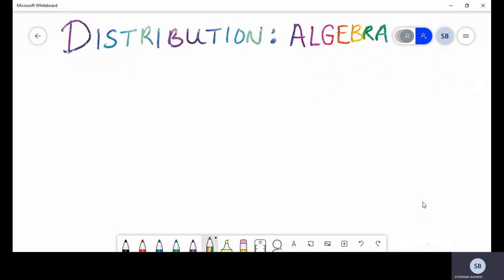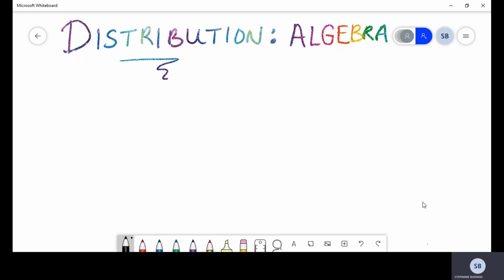Hi guys, welcome to a session on basic algebra. These sessions are designed to help those younger students who are now trying to understand and get a basic foundational knowledge of the concepts of algebra. Now I want to begin with this word, distribution.